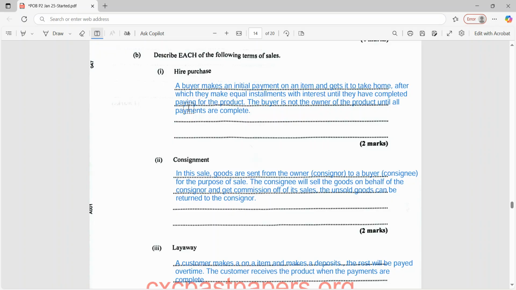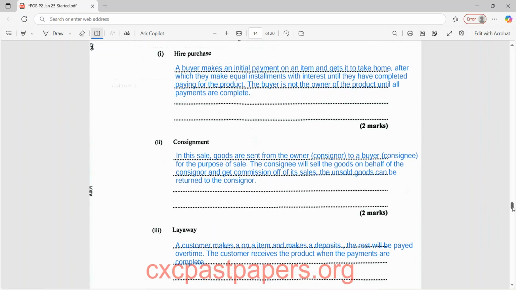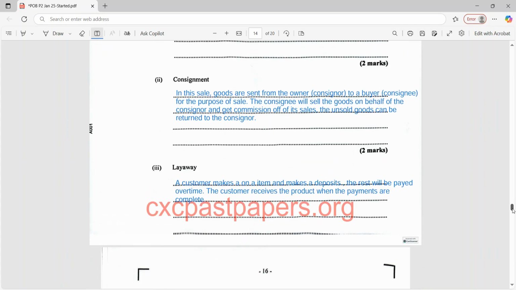Now, the buyer is not the owner of the product until all payments are complete. Now, even though we say equal installments, sometimes customers will choose to pay more than the amount that they should so that they can finish sooner, right? Then we have consignment. In this sale, goods are sent from the owner, which is the consignor, to a buyer, which is a consignee, for the purpose of sale. The consignee will sell the goods on behalf of the consignor and get commission off its sales. The unsold goods can be returned to the consignor.